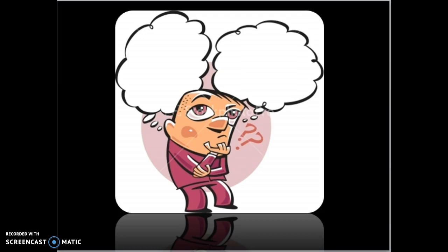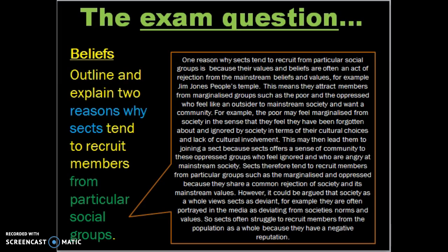So how do you go about structuring an answer for that? Once again, I draw upon a student example and we identify the two parts of the question, show application and any AO3 analysis. So we're focusing on the outline and explain two reasons why sects tend to recruit members from a particular social group.